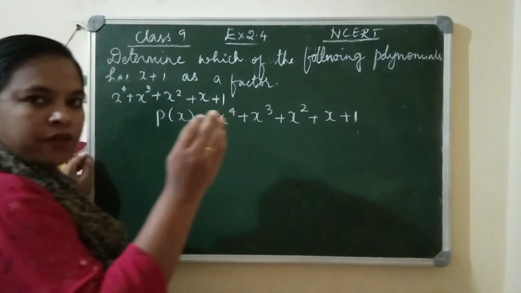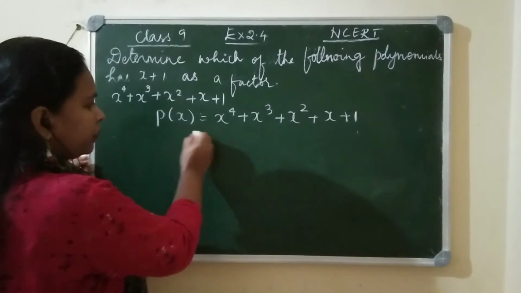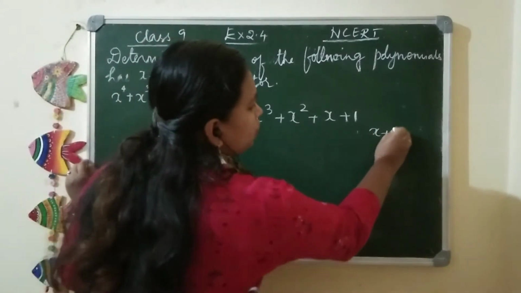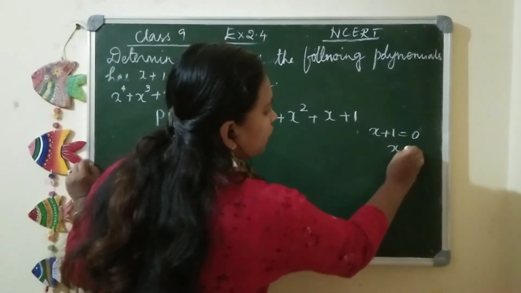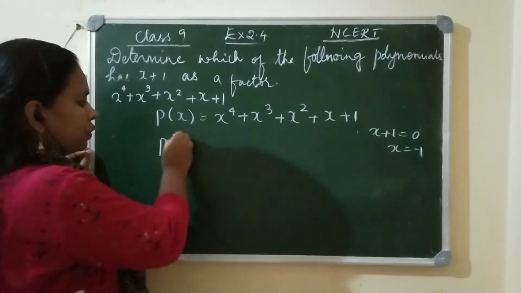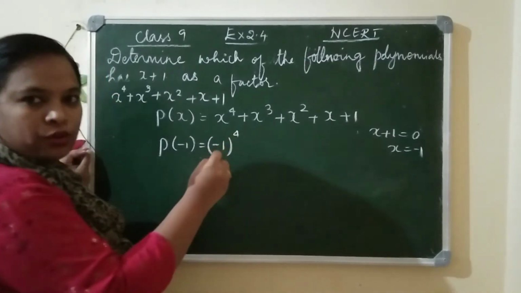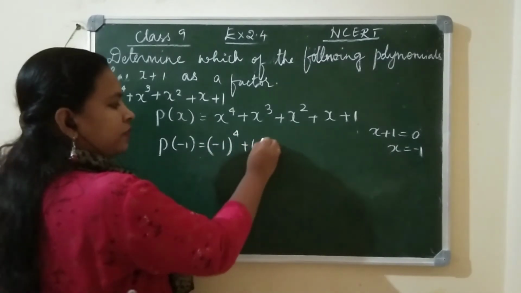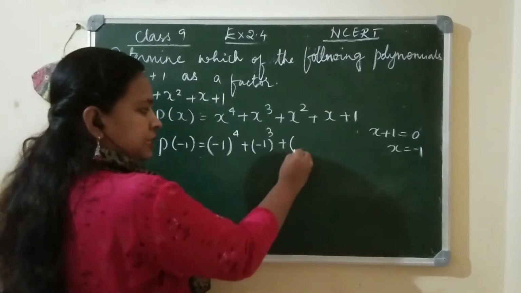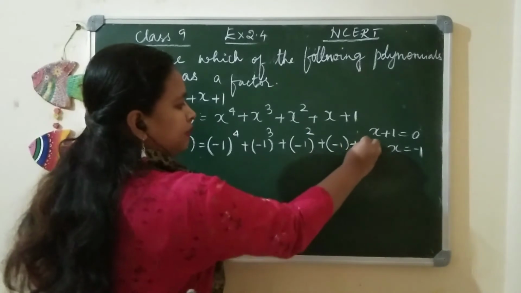Then once we have done with this, we have to equate x plus 1 to 0. So when you equate x plus 1 to 0, you will get the x value as -1. So now substitute this -1 here. So p of -1 will be equal to (-1) to the power of 4 plus (-1) cube plus (-1) square plus (-1) and plus 1.